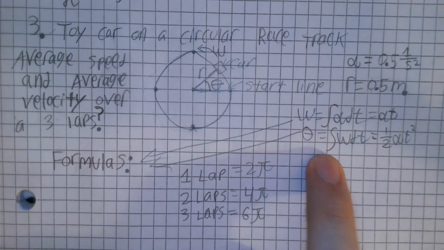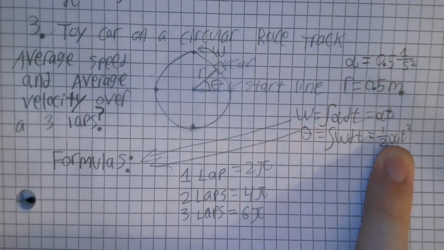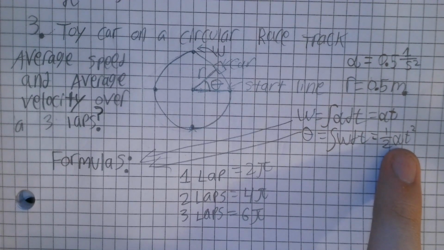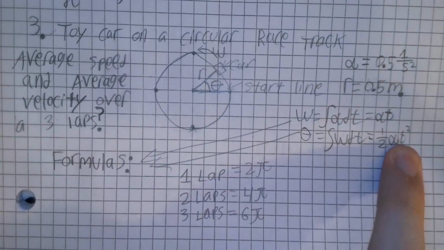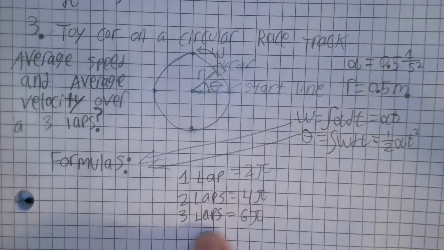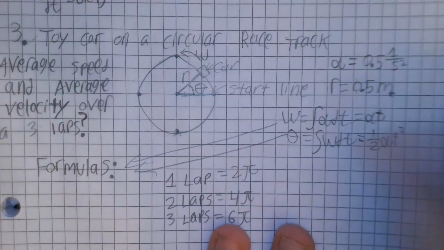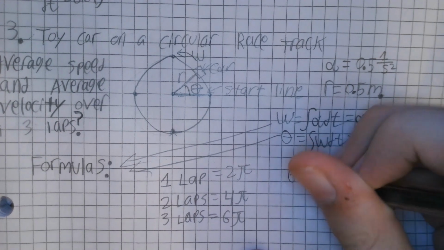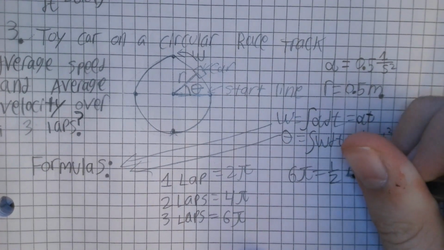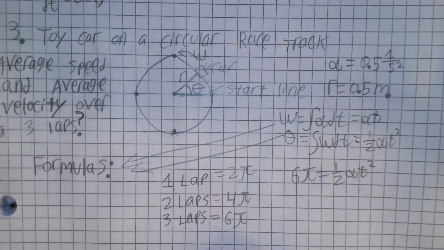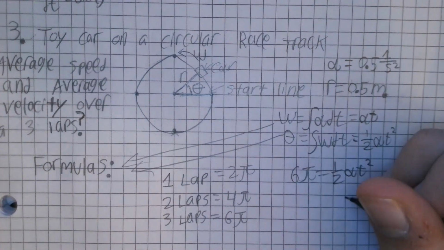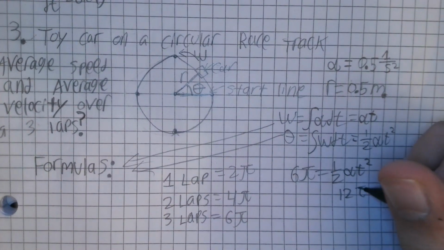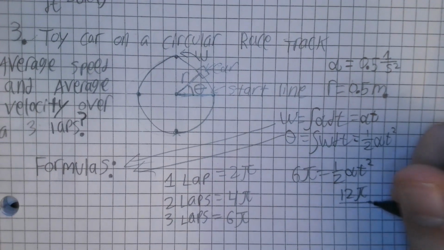We have theta with acceleration and time. Okay. So as part of finding average speed and average velocity, we need time. So if we could solve for time here, that'd be very useful. So let's go ahead and do that. So we can say that 6 pi equals 1/2 alpha times t squared. Okay, multiply either side by 2. I'm going to switch the way I'm writing this just so we can solve for t. And then divide by alpha.